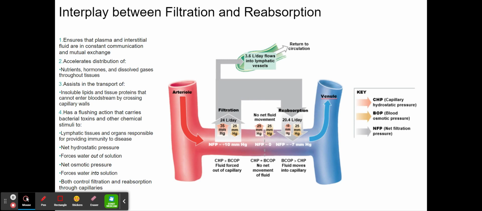Capillary blood pressure declines as blood flows from the arterial end to the venous end of a capillary. As a result, the rates of filtration and reabsorption gradually change as blood passes along the length of a capillary.